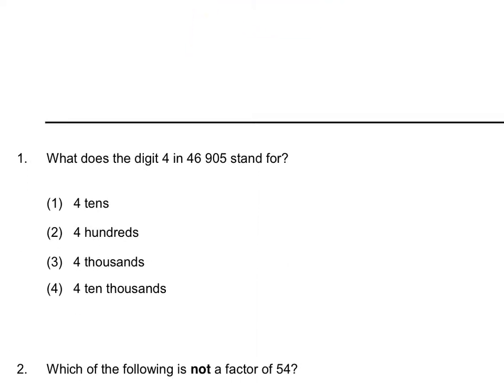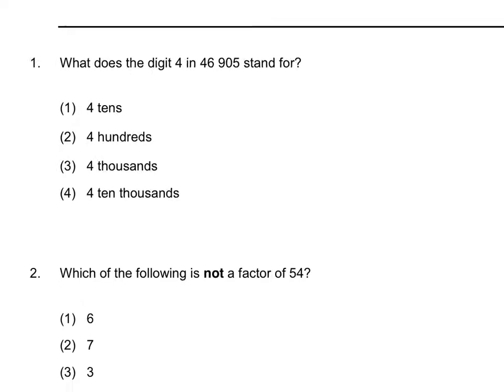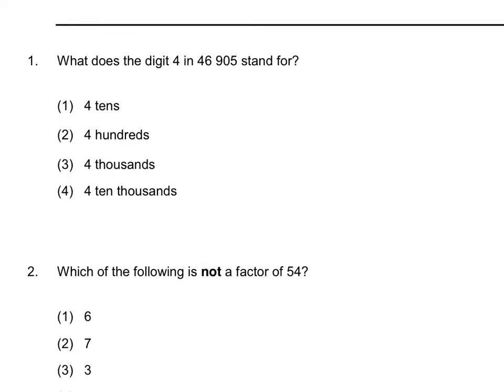The first question is in section A, an MCQ question, and the question is, what does the digit 4 in this number stand for? To identify what the digit 4 stands for, we need to first label the place value chart, starting from the smallest place value: ones, tens, hundreds, thousands, and 10,000s. So, the digit 4 actually stands for 4 10,000s. So, your answer should be number 4.